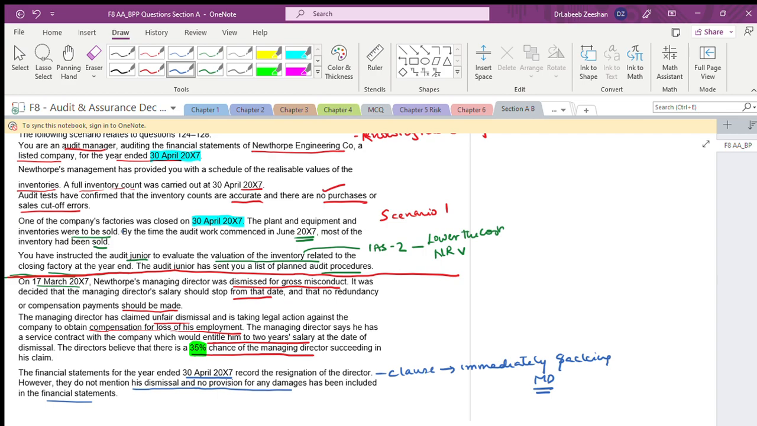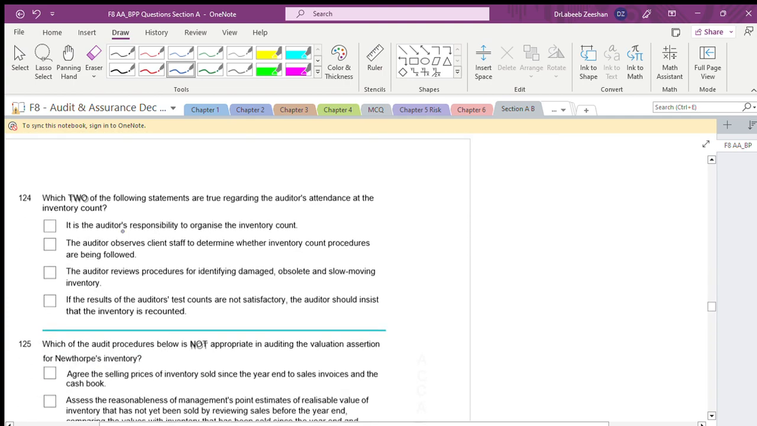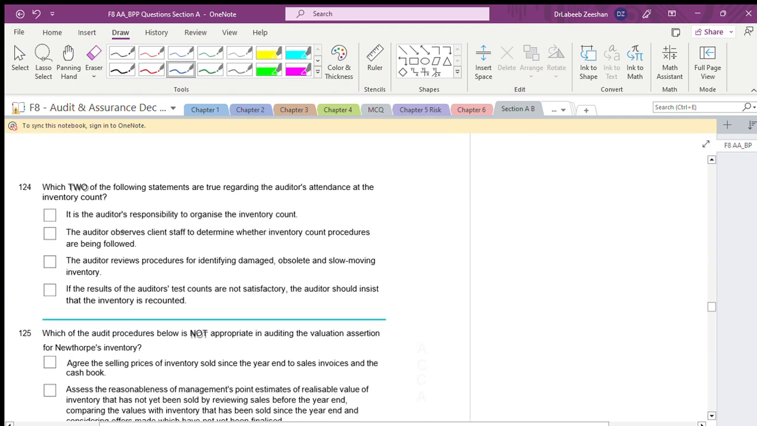Means there are two things here. One thing is with respect to the inventory. The second thing is with respect to the managing director. Okay, this is the one. Now, based on this scenario, they have given you some questions. Fine.